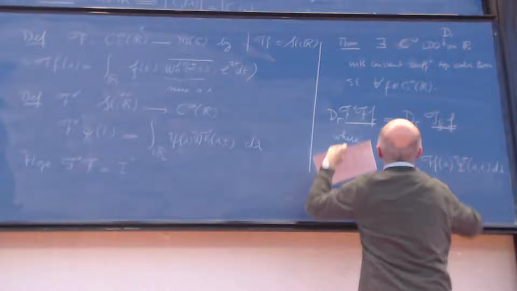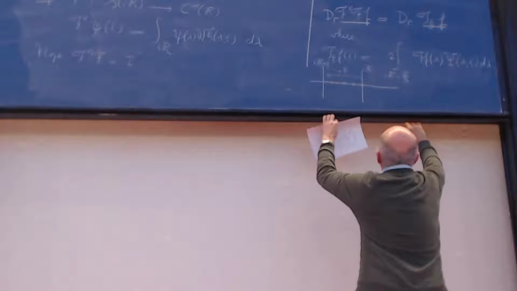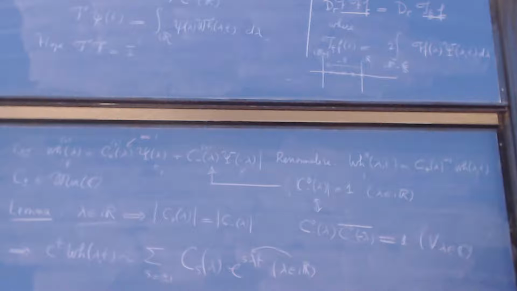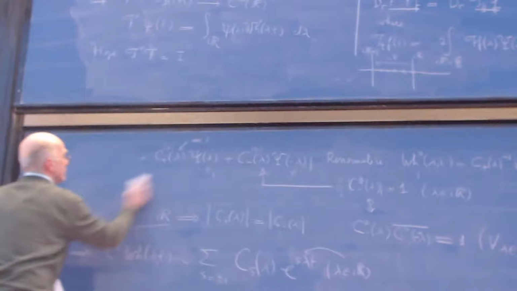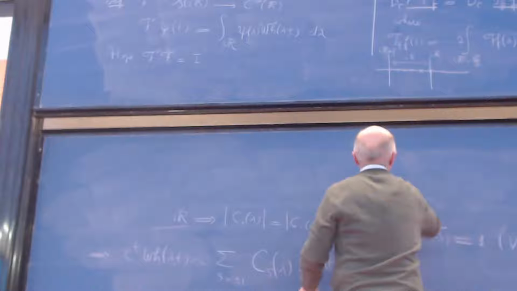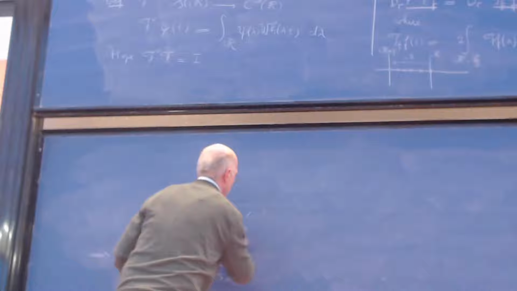And now, the end of the story is that I can only give one proof. Where was I? Here. Right. Once you have that formula, and this requires a proof, which I will not give.